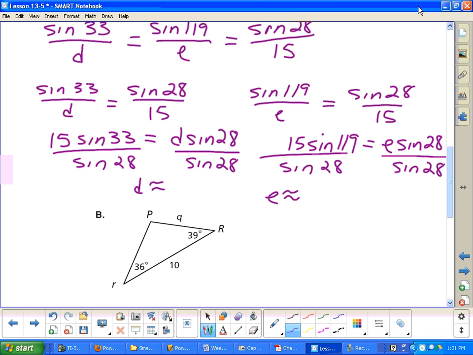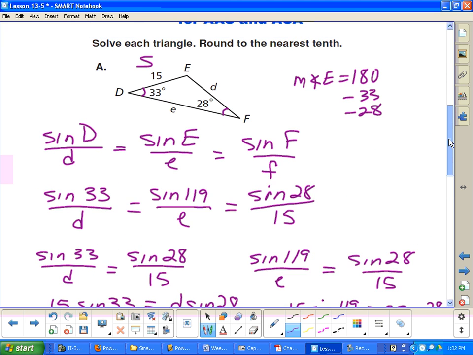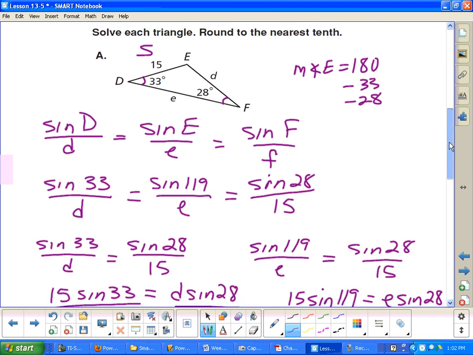Okay. Letter D. How long is side D then? 17.4. Okay. All right, and how about letter E? 0.9. Okay. 27.9. Okay. All right, do they give me any units on this problem? No, they just have the number there, so I don't need to put units. Okay.